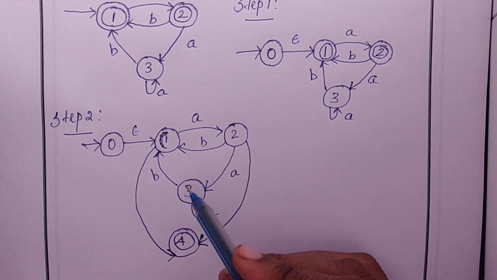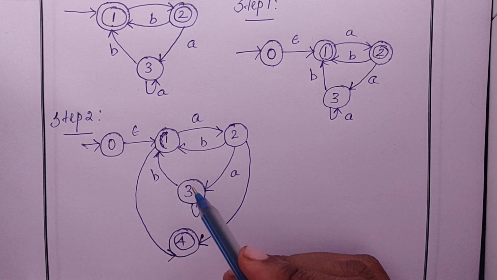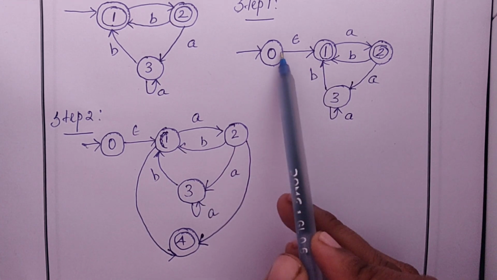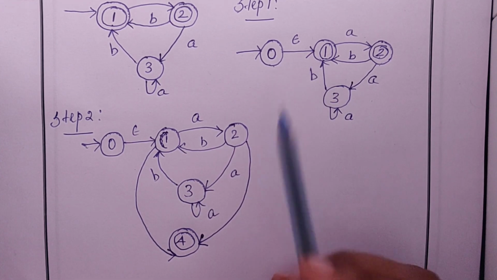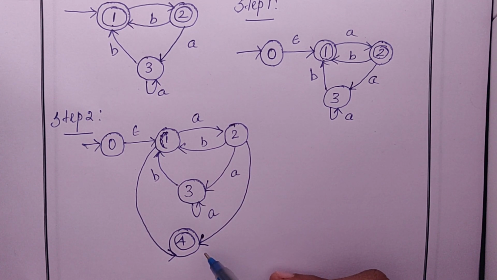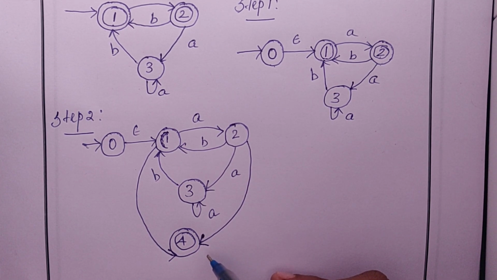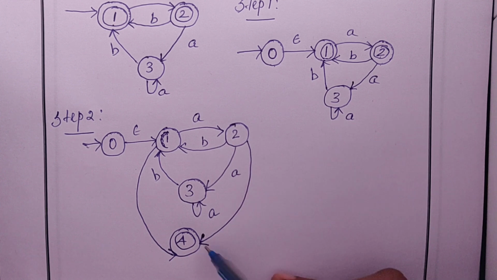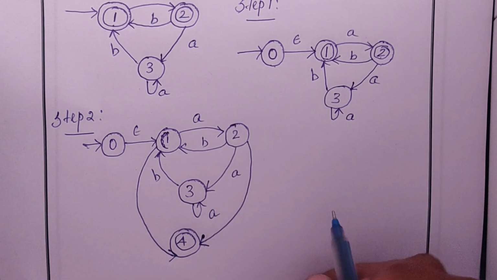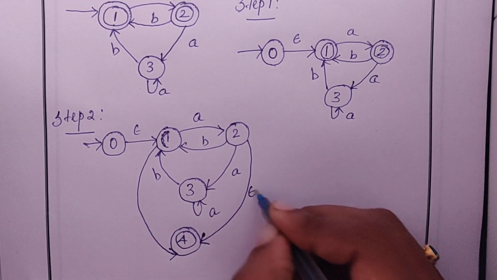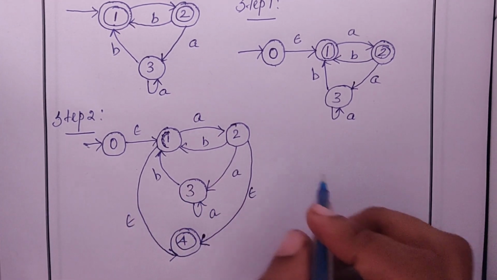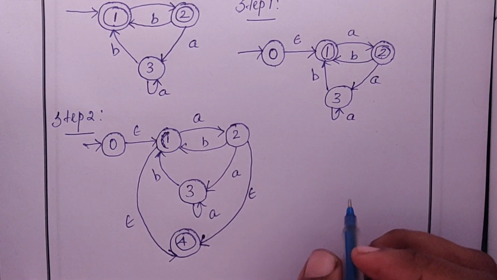For the start state, check whether there is any incoming edge. It should not have an incoming edge. So we'll connect like this, outgoing edge. For the final state, I have to check whether there is any outgoing edge. It should not have an outgoing edge. So while connecting, I'll make that an incoming edge. So what should I write here? The connection is made with epsilon transitions.